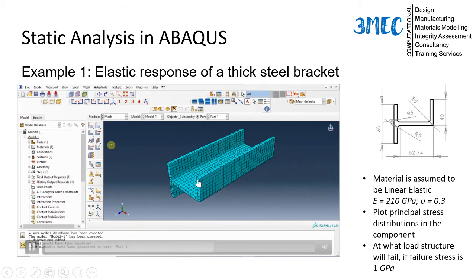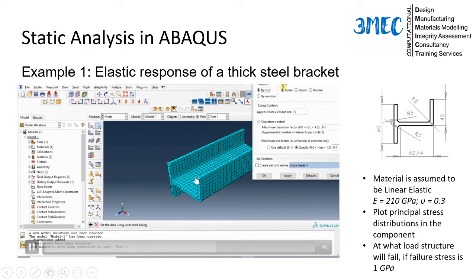If I'm using reduced integration, again going back to my lectures or one of the videos, I can have zero energy modes. So at least I need more elements in the thickness direction if I'm using reduced integration elements to remove hourglassing or zero energy modes.